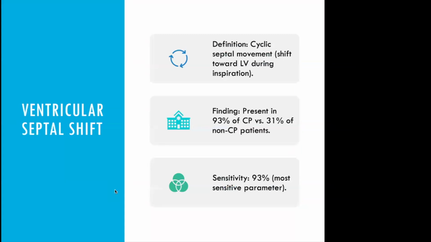With regards to ventricular septal shift, it's considered the cyclic septal movement, and namely a shift of the septum towards the left ventricle during inspiration. This happens many times, and we see it as this strange septal movement, again, that varies with respiration. This sign itself was present in 93% of patients with constrictive pericarditis, and so it really is considered the most sensitive parameter out of all of these variables that they looked at.